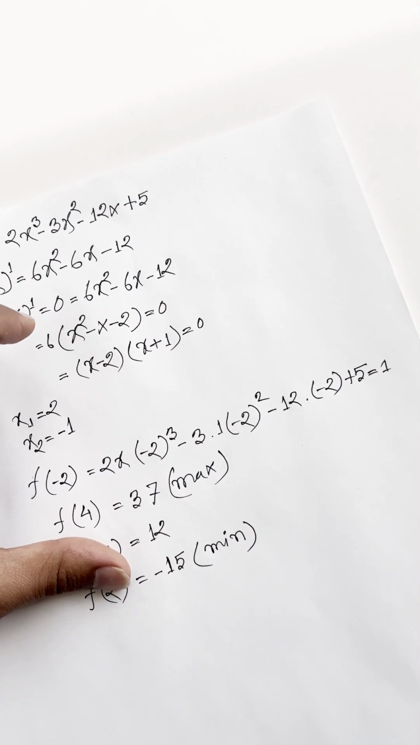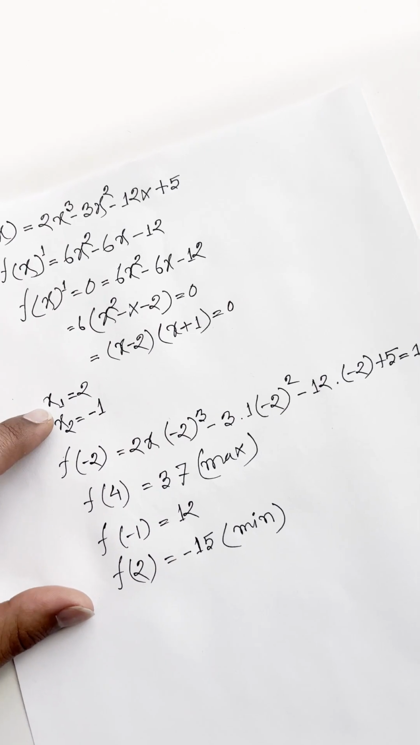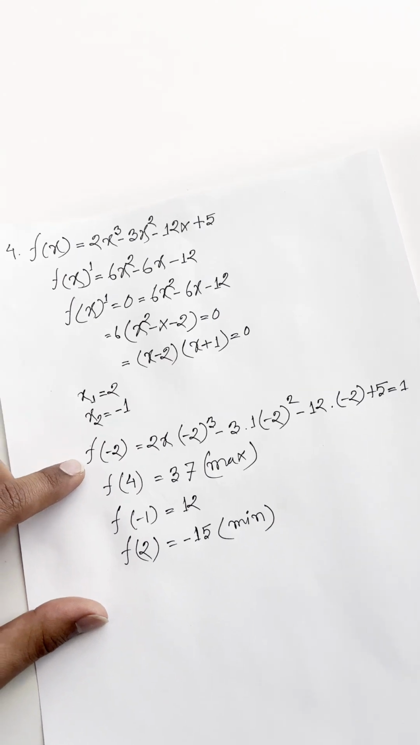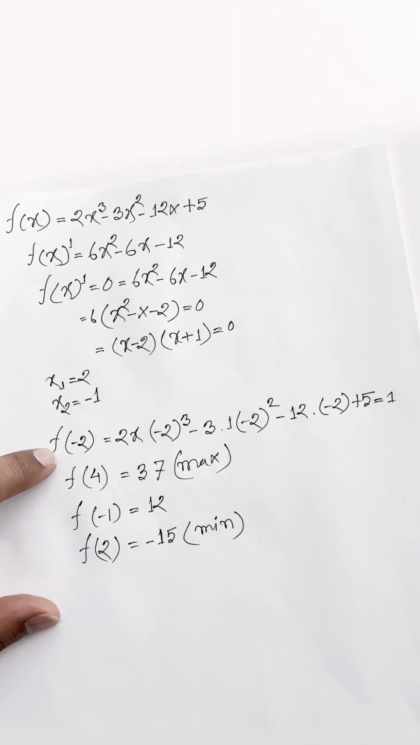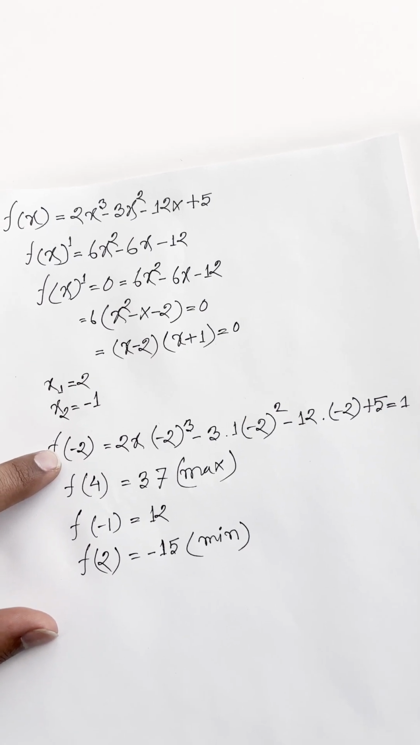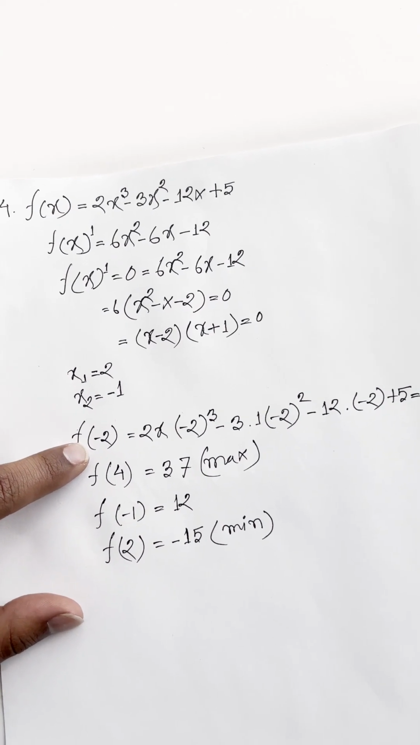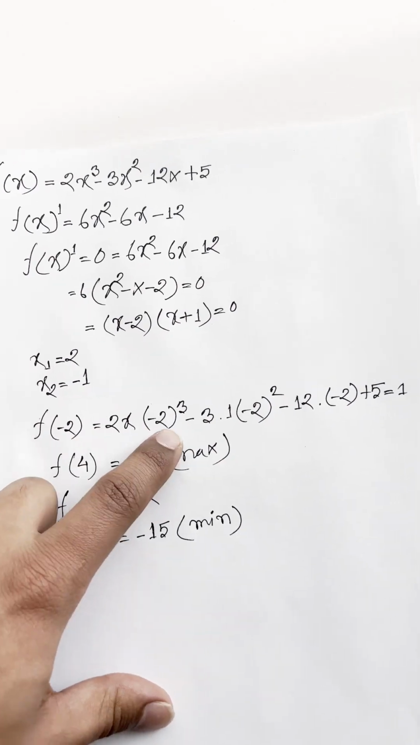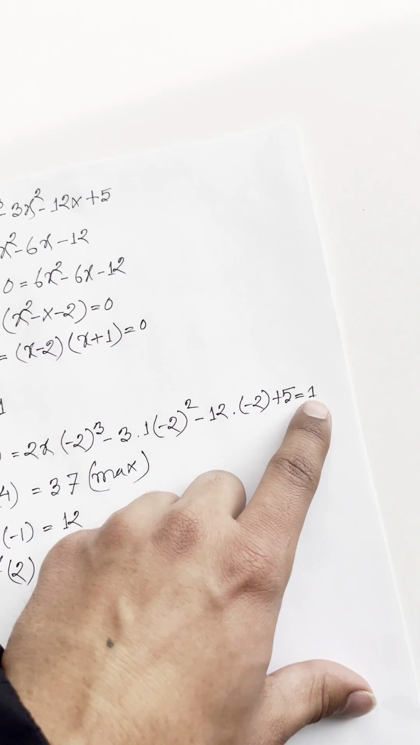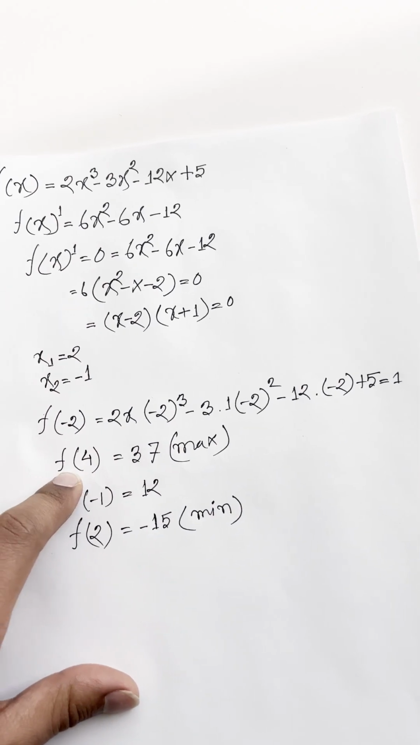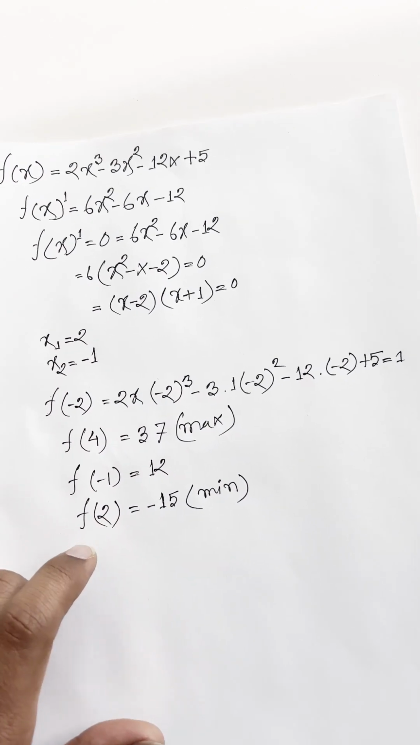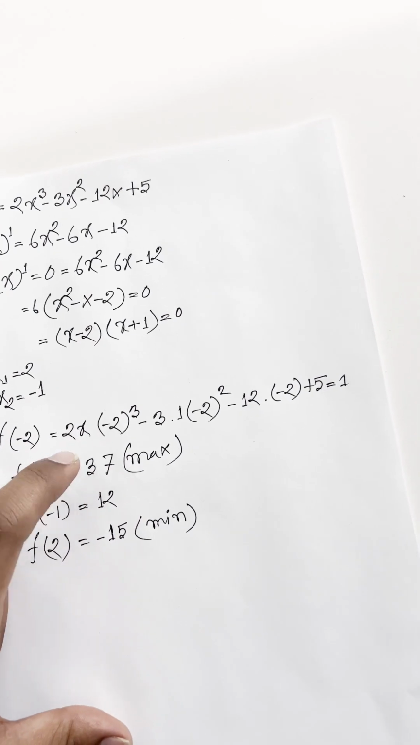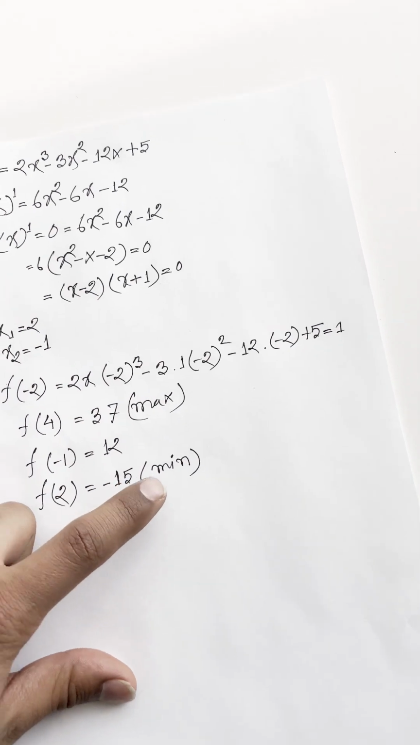I write down from this line, and I find x = 2 and x = −1. And now I calculate with −2, which comes from the question. I put the value −2 in this equation, and then I get 1. In this way I put f(4), f(−1) and f(2) as well, and after calculation I get 37 as the maximum and −15 as the minimum.